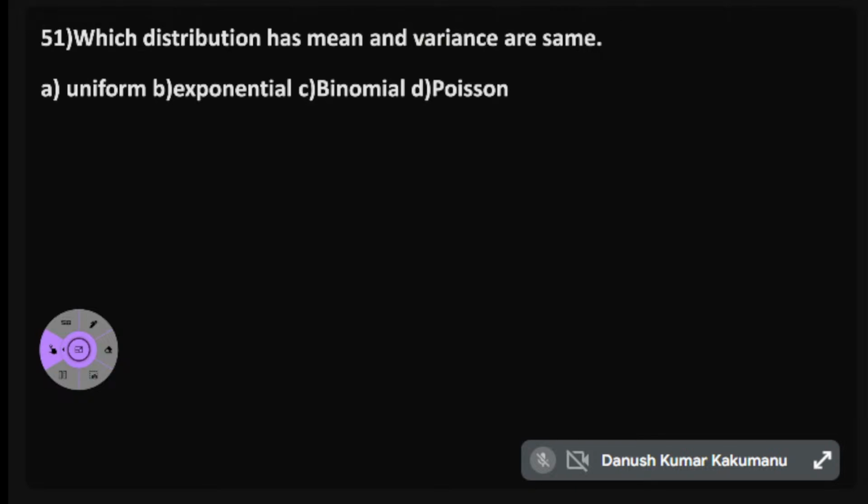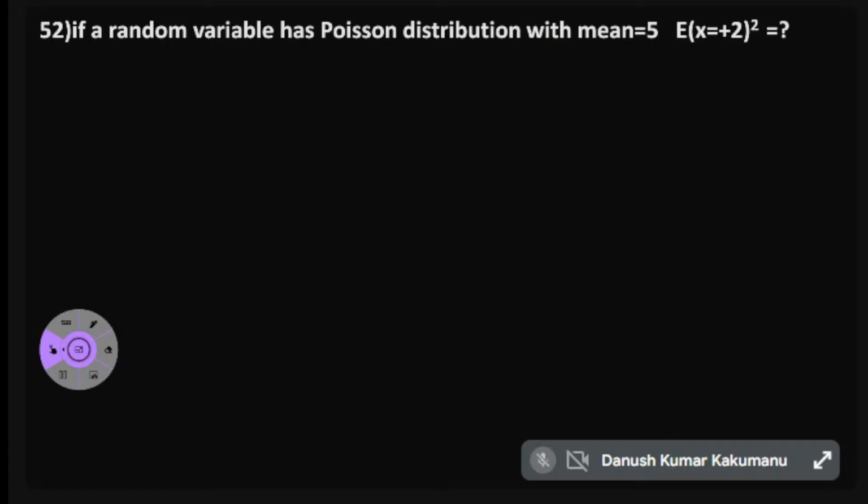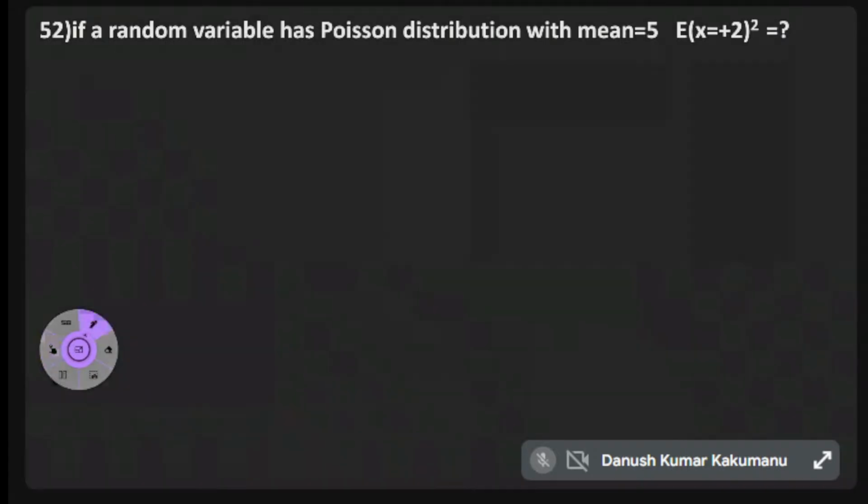This one is what? If a random variable has a Poisson distribution, this is also a very, very important question: E of (x plus 2) whole square. The data given is that the Poisson distribution has mean 5. What is the mean of the Poisson distribution? Lambda. Mean equals lambda equals 5.